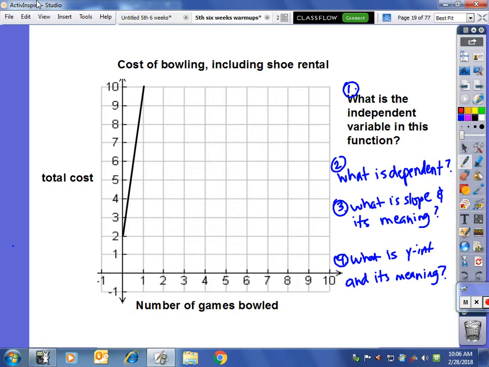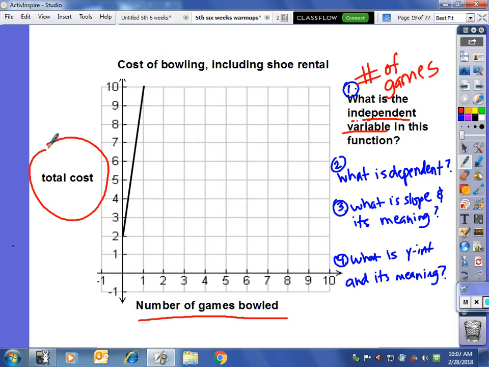Good job. What is the independent variable? Independent is always the x's. The words, what's on the x-axis? Yeah, it's your choice how many games you're going to bowl. The number of games bowled is what you're going to put in. What is dependent? That's always the y. What's dependent? The cost. The cost of your bowling is going to depend on how many games you bowled, how many games you played.